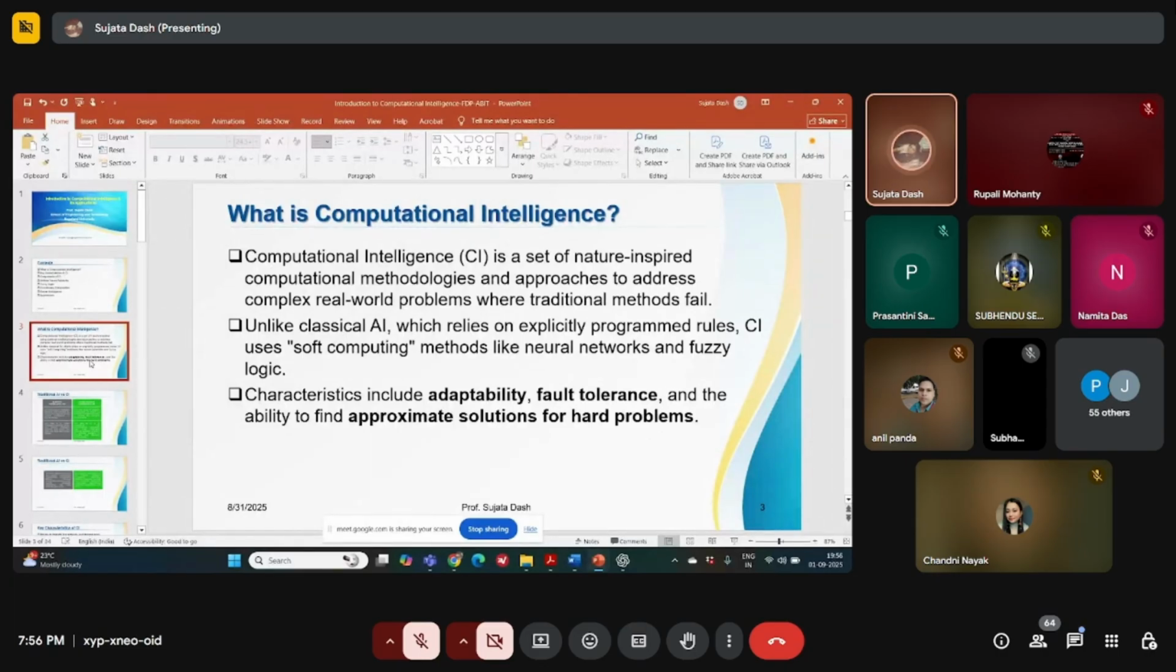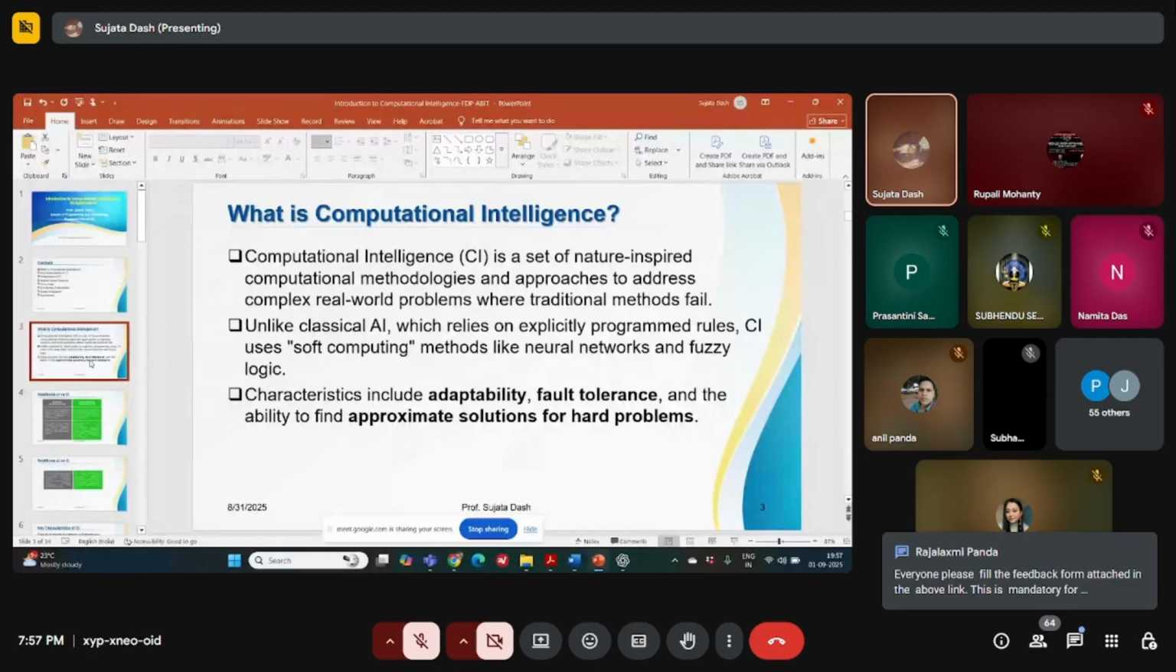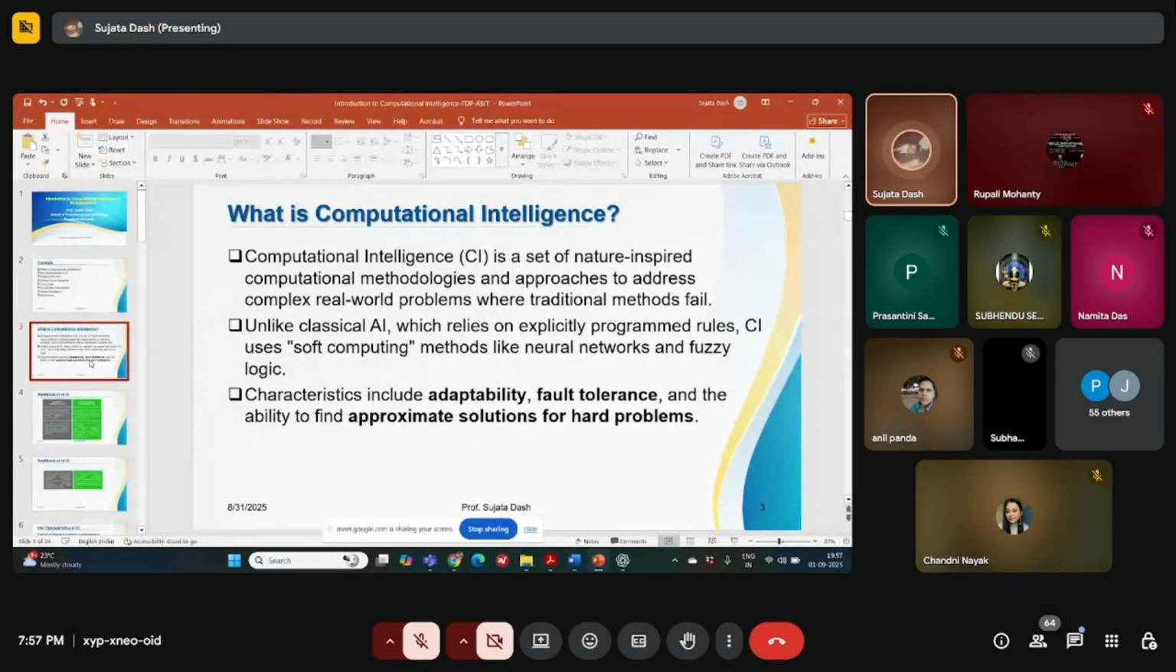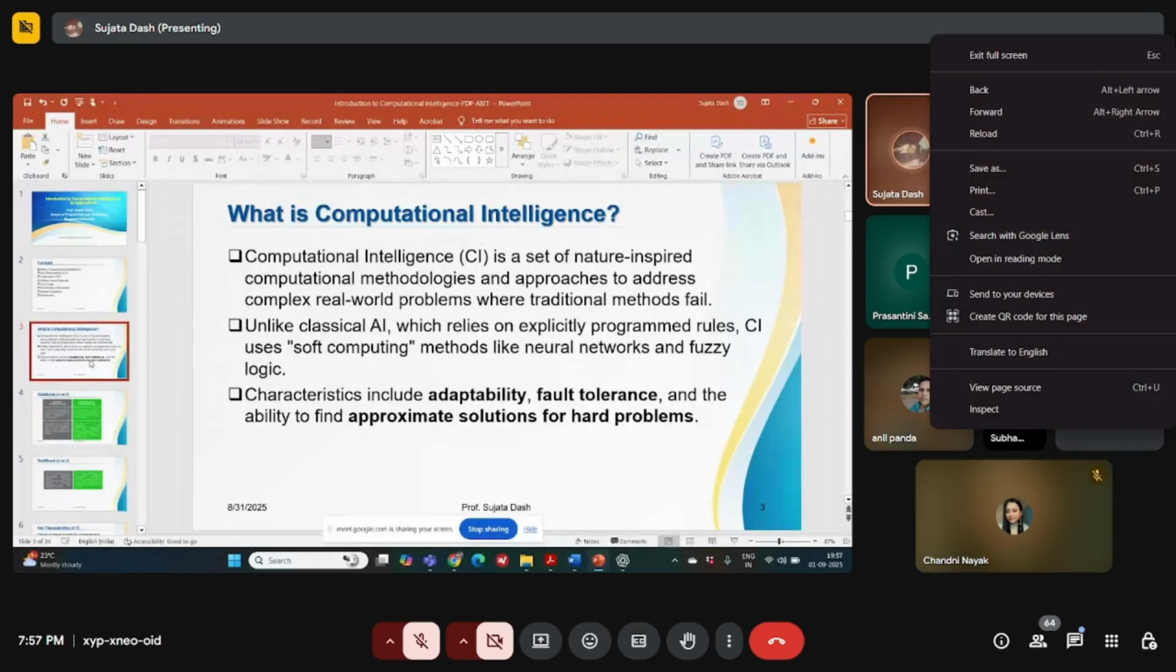The third component is evolutionary computation. In evolutionary computation, you can find genetic algorithms, swarm intelligence, etc. This evolutionary computation is inspired by natural evolution and collective behaviors. These approaches explore large solution spaces and optimize performance.